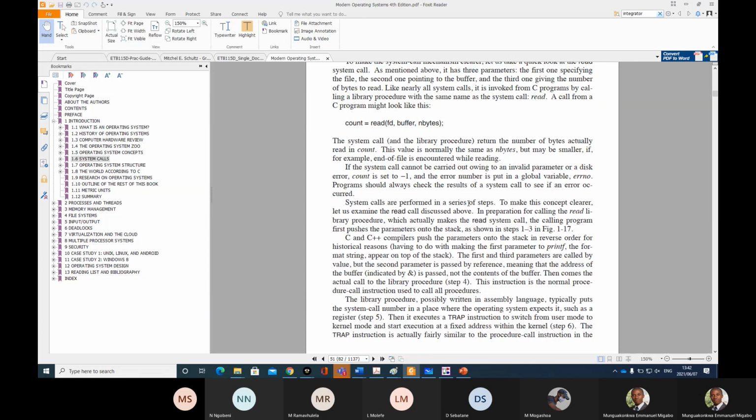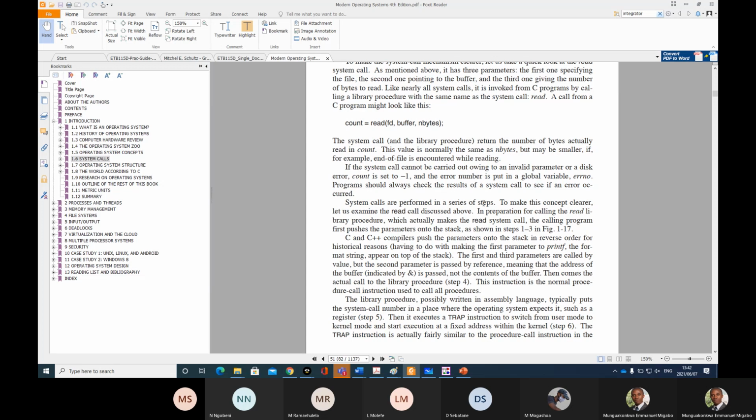System calls are performed in a series of steps. So a system call is actually on its own sort of a procedure, as we said, with the differences we highlighted. That's why it's performed in a series of steps. So it's step by step. And sometimes system calls could be repeated, in which case everything will normally restart from scratch, from step one, carrying on. To make this concept clearer, let's examine the read call discussed above.